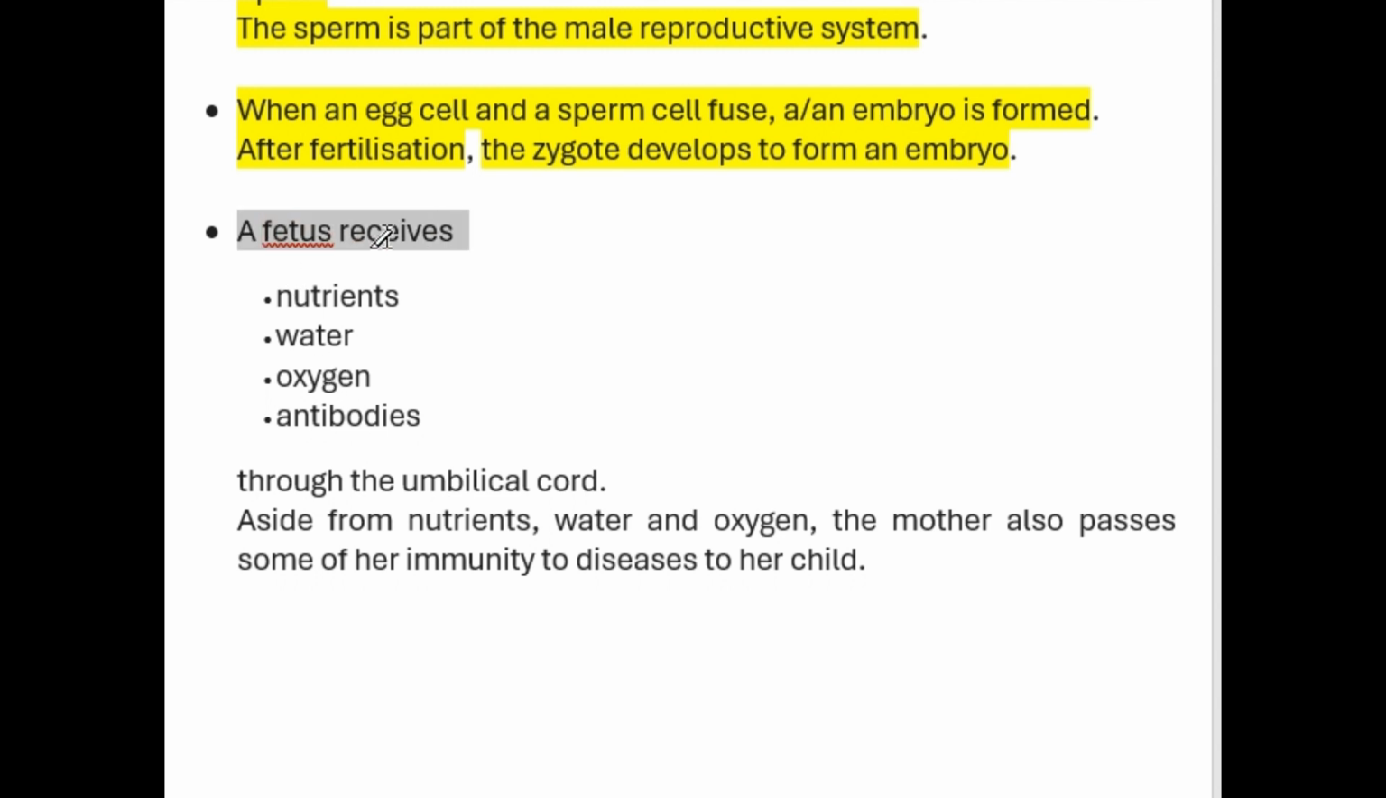A fetus receives nutrients, water, oxygen, antibodies through the umbilical cord. Aside from nutrients, water, and oxygen, the mother also passes some of her immunity to diseases to her child.